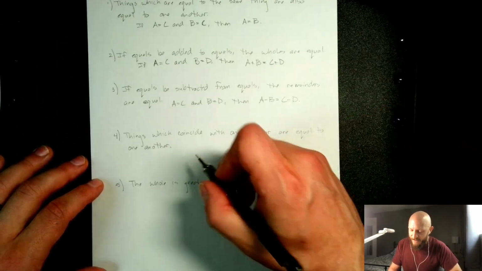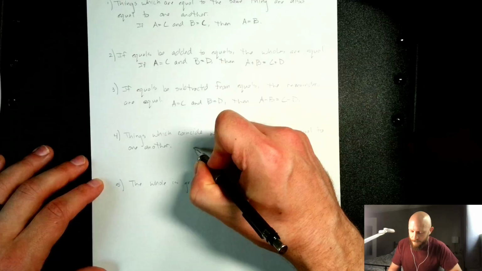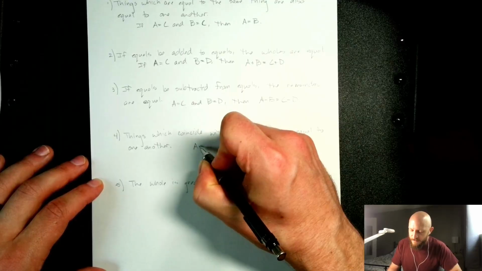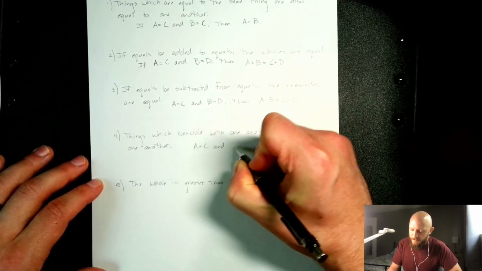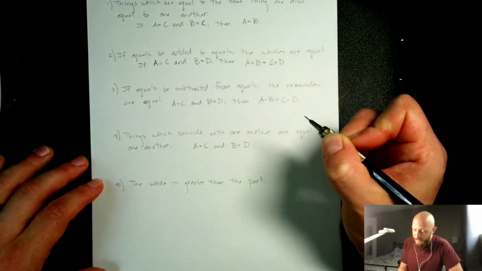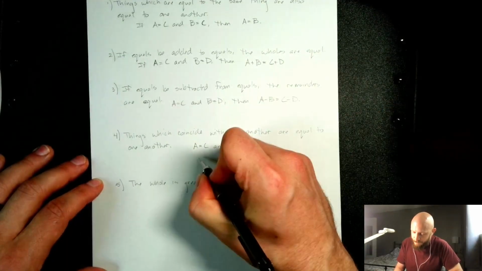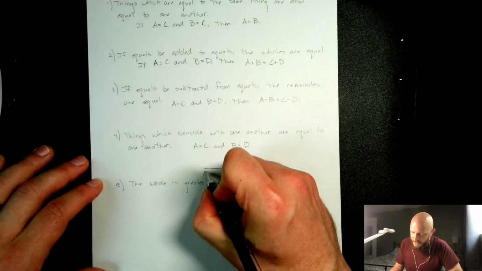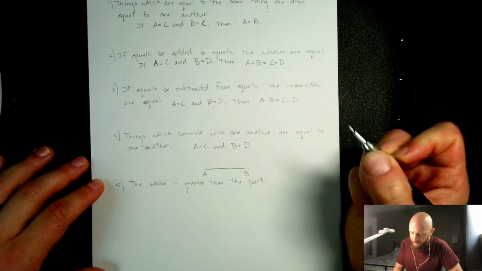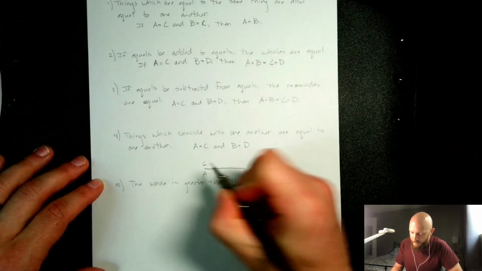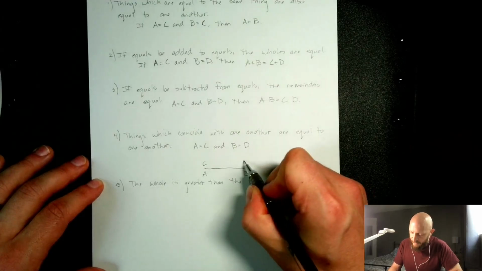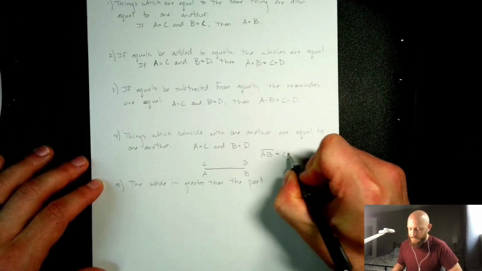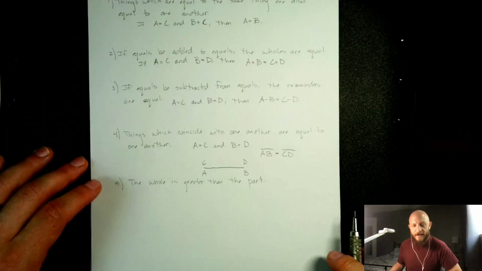So you can think of these as points. If A equals C and B equals D, then if we think about the line AB, here's A, here's B, well, if A is also equal to C and B is also equal to D, what this is saying is that the line AB is the same as the line CD. So that's what common notion 4 is saying.